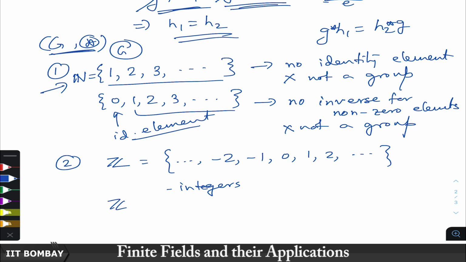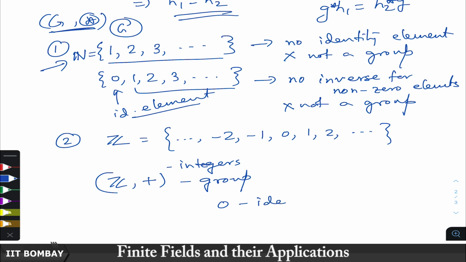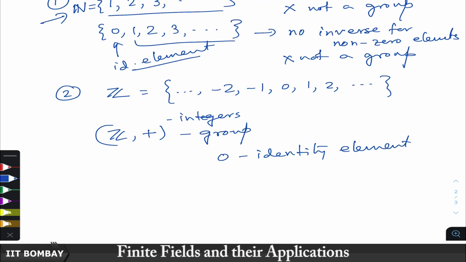Now, again this set of integers, this plus is a group. Okay. 0 is the identity element, and inverse of any n is minus n.